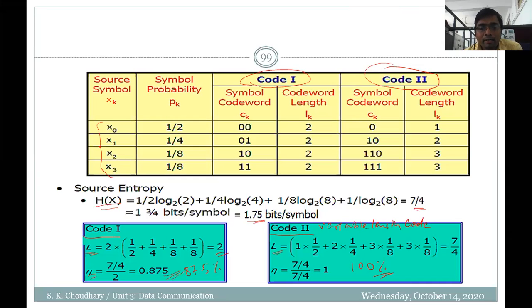And another way to judge which is the better coding is by seeing the value of L. The method having the smaller value of L as compared to the other would be more efficient. Okay. So this is the description of code efficiency. We have taken one example also.